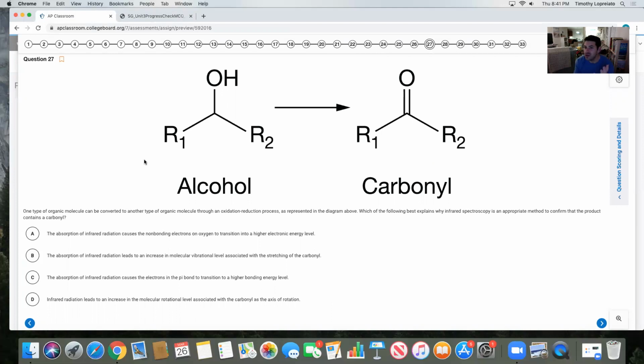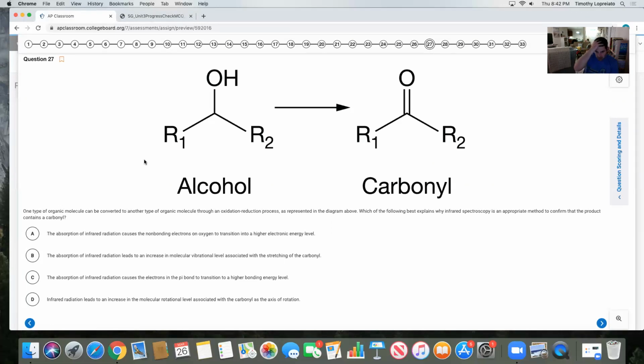Again, I don't know why they are pushing this organic chemistry on you guys when they've made moves to have less organic chemistry, all right? But what they're trying to get you to think is if you do infrared spectroscopy, the carbon oxygen bond and the oxygen hydrogen bonds will absorb different wavelengths of infrared radiation than the carbon double bond oxygen. So that's where they're trying to lead you with this question.